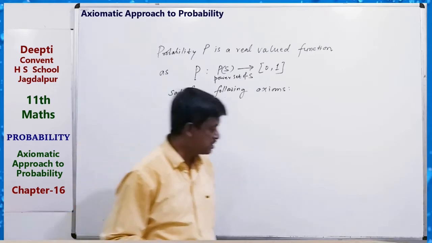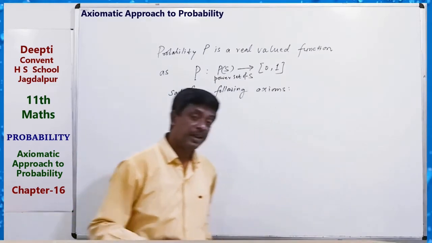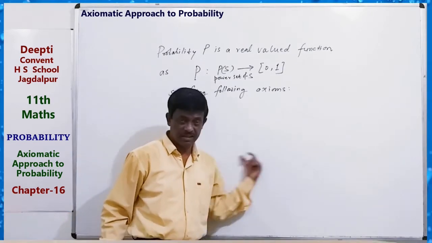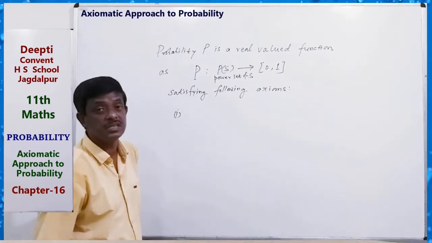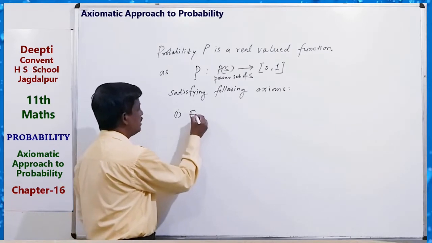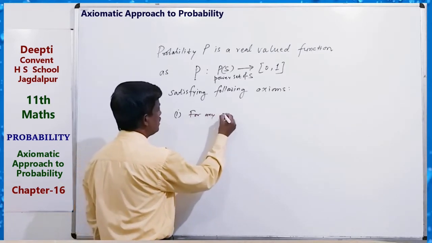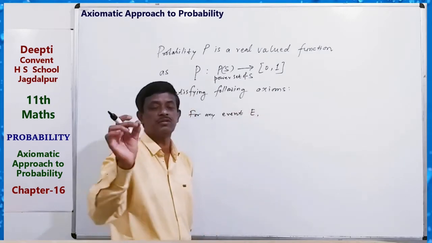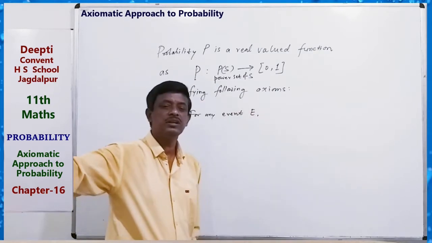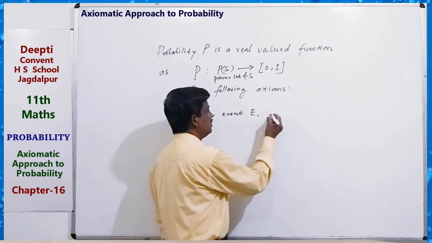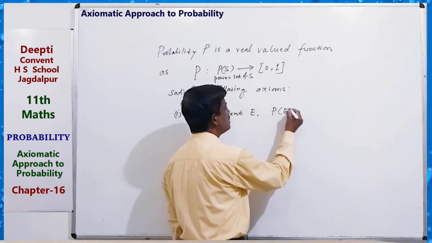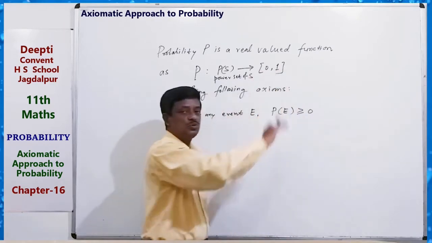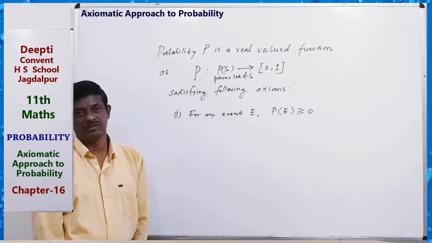First axiom is what? For any event. What is an event? An event is any subset, just like we are writing here. Any subset of the sample space. For any event E, where E means any subset of S, the sample space corresponding to a random experiment, the probability of E is greater than or equal to 0, because it lies between 0 and 1.